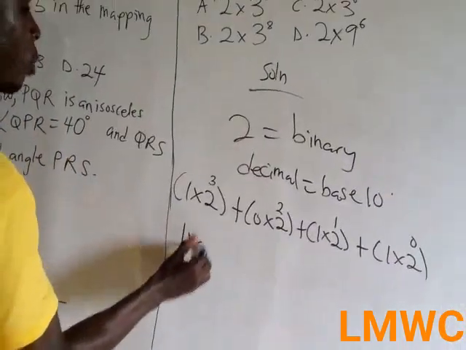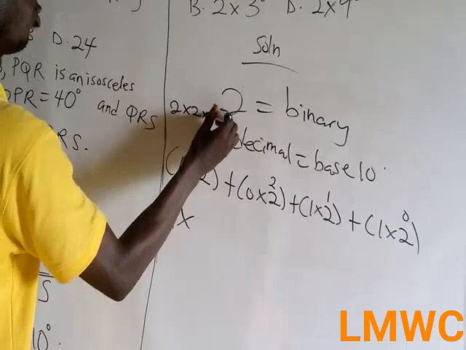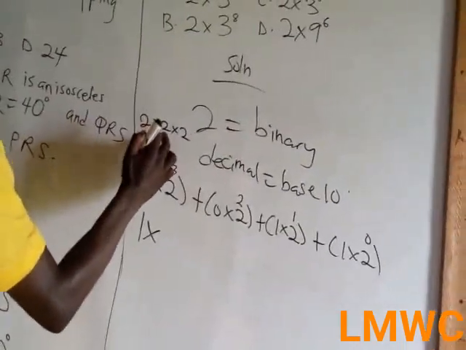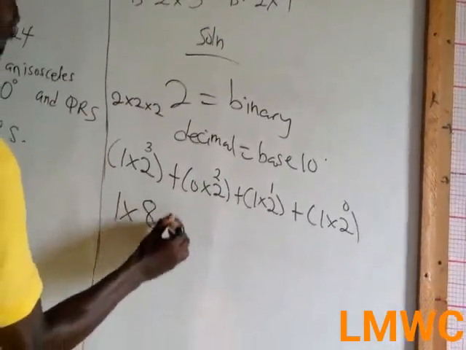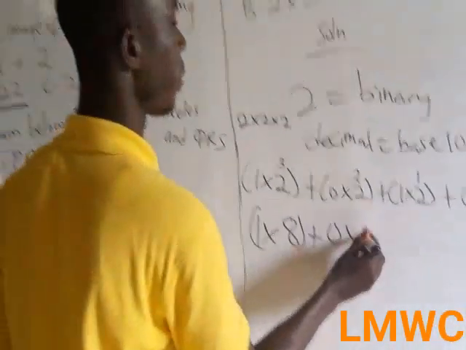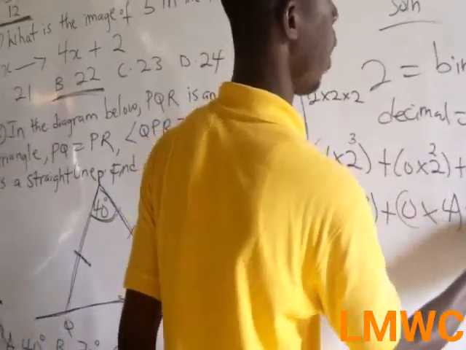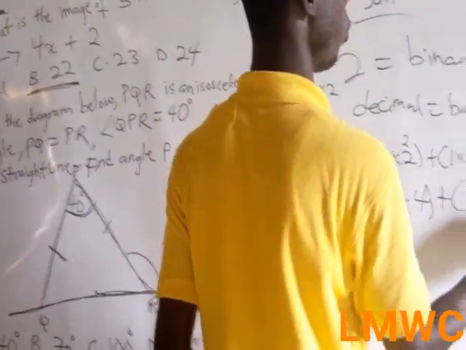We have 1 times 2 raised to the power 3, which is the same as 2 times 2 times 2. And 2 times 2 is 4. Times 2 we have 8. Plus 0 times 2 raised to the power 2, which is 4. Plus 1 times 2 raised to the power 1, which is 2.